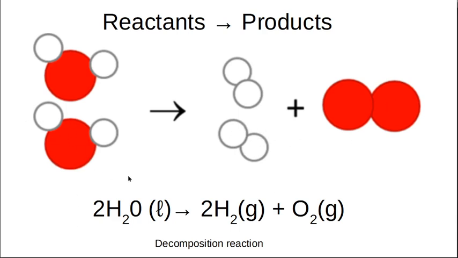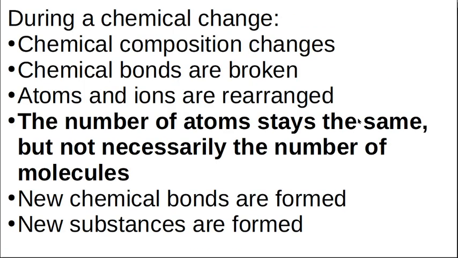So complex reactants go to more simple products. One of these splits up into two of those. I'm not talking about the balanced equation. I'm talking about how this H2O is one thing. This H2O is water, one substance, and here I have two substances, hydrogen and oxygen.